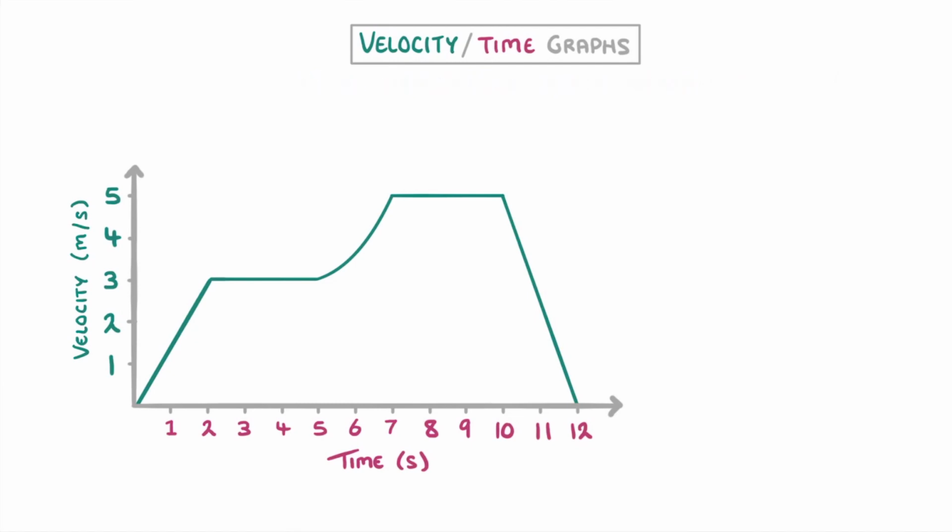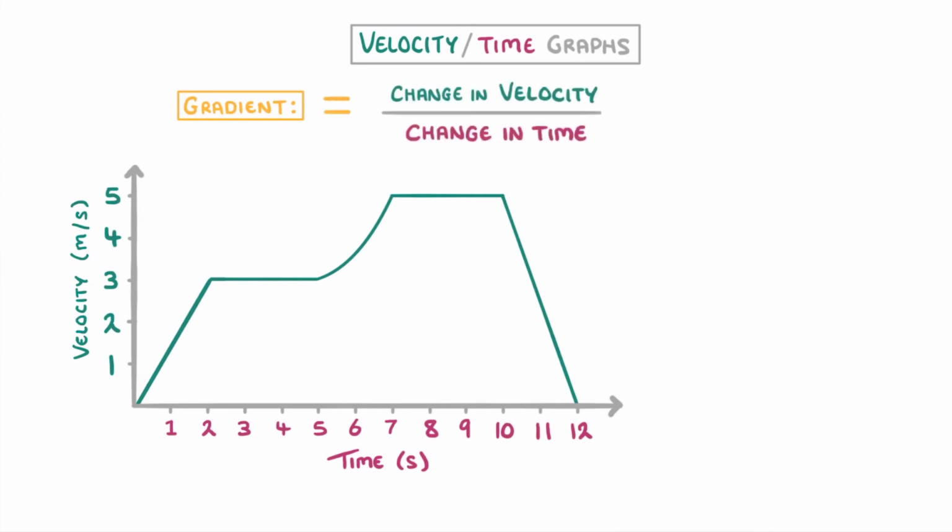As these graphs have velocity on the y-axis and time on the x-axis, if we want to find the gradient of the curve at any point, we have to do the change in velocity over the change in time, which you might notice is the formula for acceleration. So on a velocity time graph, the gradient tells you the acceleration.